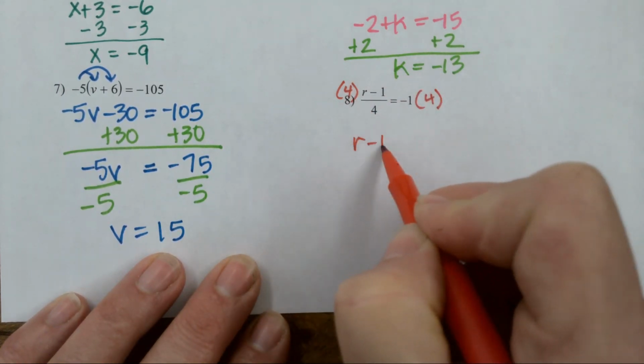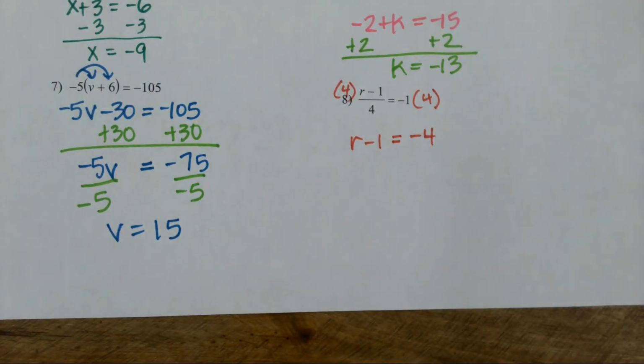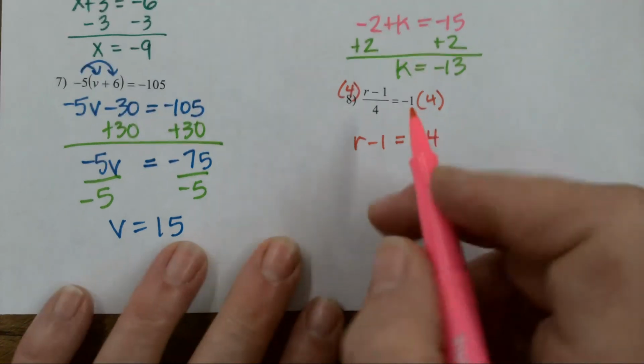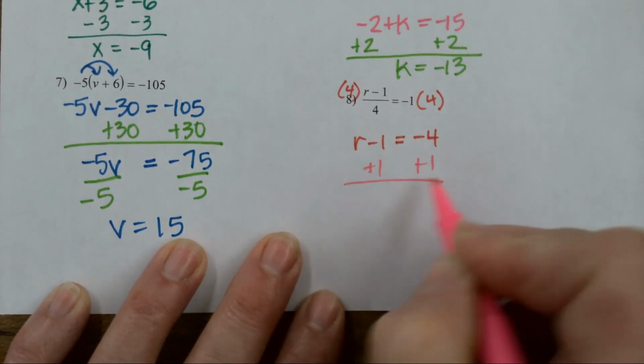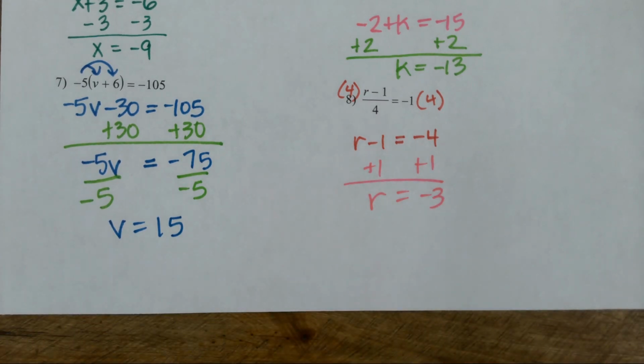R minus 1 equals -4. Finish this one off strong. What do I do? Add the 1. Yep, opposite, add the 1. Okay, so R is -3. All right. Any questions on solving review?